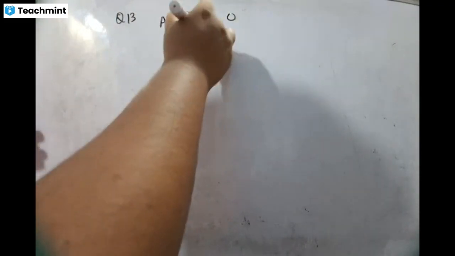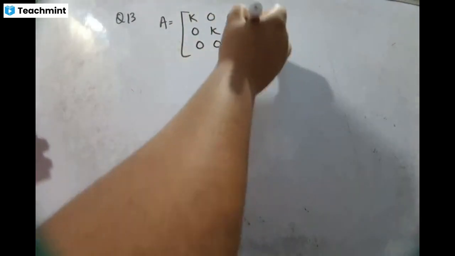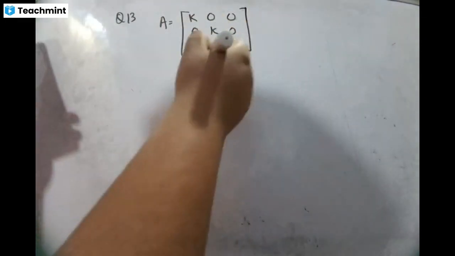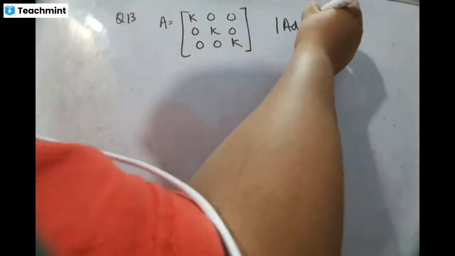Okay, 13 is also very important for you. Question number 13: given the matrix A, which is K, 0, 0, 0, K, 0, 0, 0, K. This is a square matrix, 3 cross 3. I have to find the value of the determinant of adjoint A.